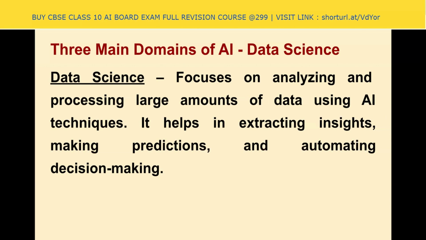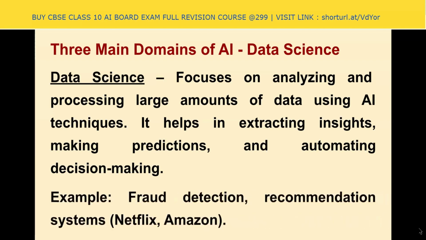Just listen first. Data science focuses on analyzing and processing large amounts of data using AI techniques. It helps in extracting insights, making predictions, and automating decision making. Example: fraud detection, recommendation systems, Netflix, Amazon. Okay, so in these three main domains of AI, the first is data science.